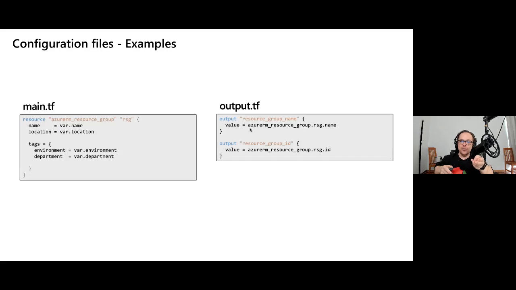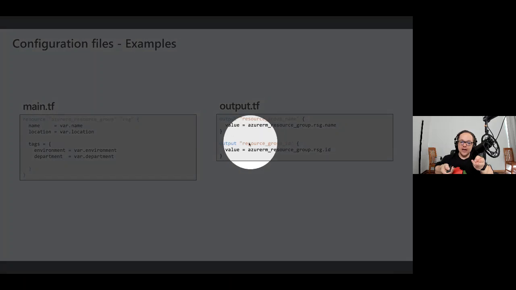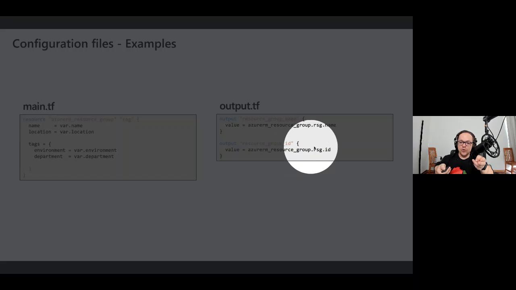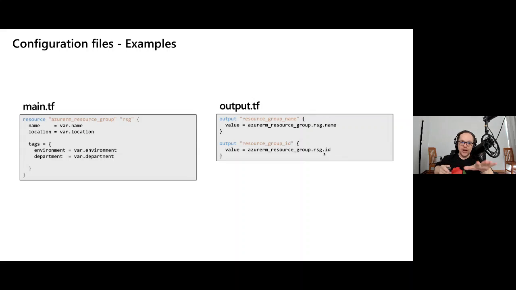And you can see there that I've defined it in HCL: azurerm_resource_group.rsg.id. So that's pretty simple. I've created a resource group, and then I'm going to create an output, and I would actually go in and run terraform apply, and it would just create a resource group for me.